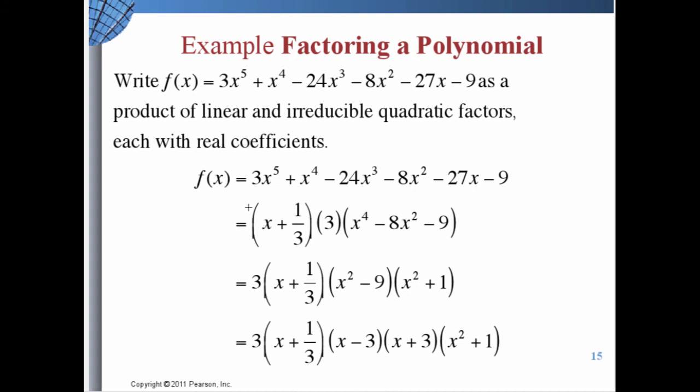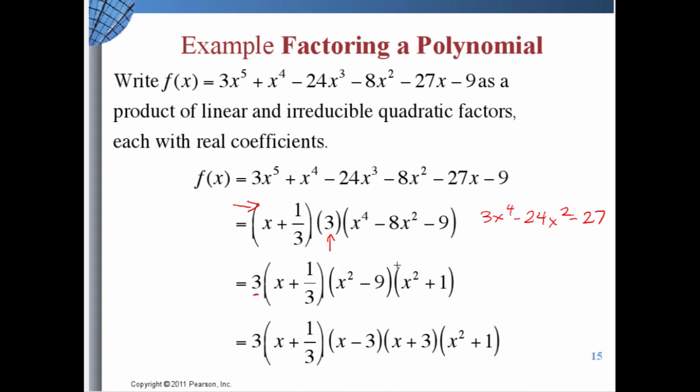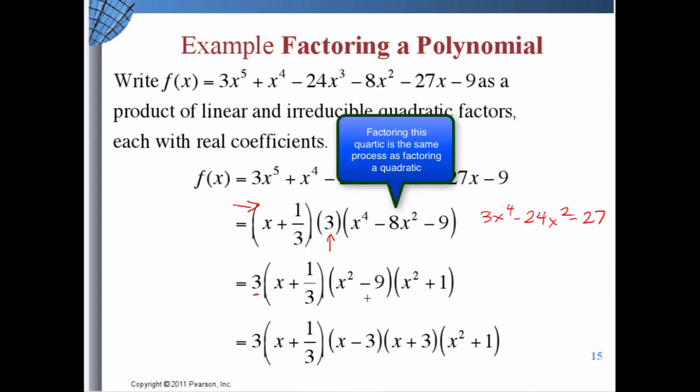So our first factor, right here, x plus 1/3, comes from the 0, negative 1/3. After we do the synthetic division process, we are left with 3x to the 4th minus 24x squared minus 27. But if we factor out a greatest common factor of 3, we make this quartic that's in here a little bit easier to work with, a little bit easier to factor. Anytime you can factor out a greatest common factor of what you're working with, please do it. So we'll put that 3 out here in the front. Then take x to the 4th minus 8x squared minus 9 and factor that into a product of 2 quadratics, one of which we can factor further.